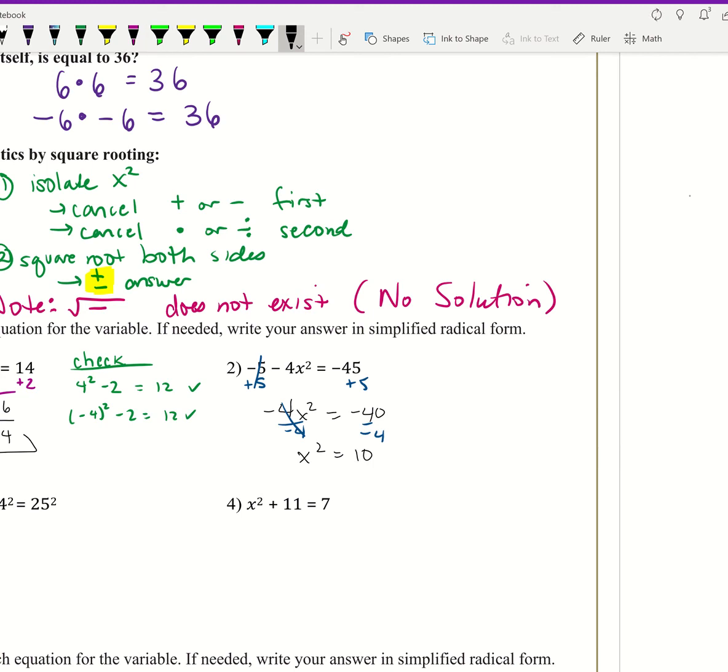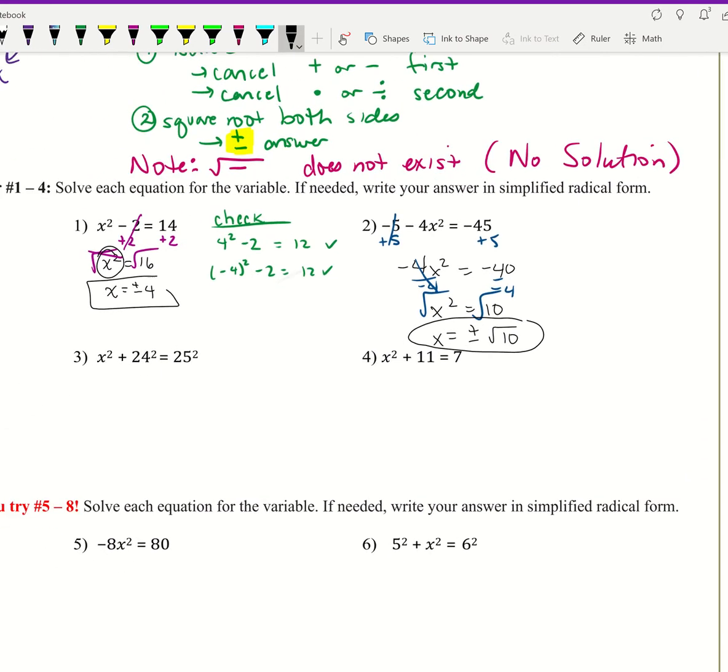And then to cancel the squared, I will square root both sides. So x is equal to plus or minus the square root of 10. Now I should check. The square root of 10 might simplify, but the factors of 10 are just 5 and 2. Notice that there are no factors that are pairs. If there are pairs, I would need to simplify them. If not, I would leave this as plus or minus the square root of 10.